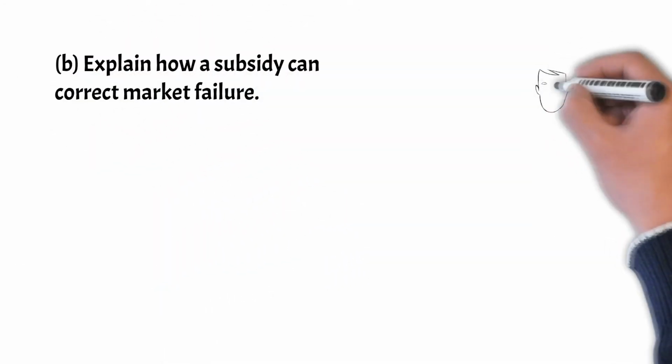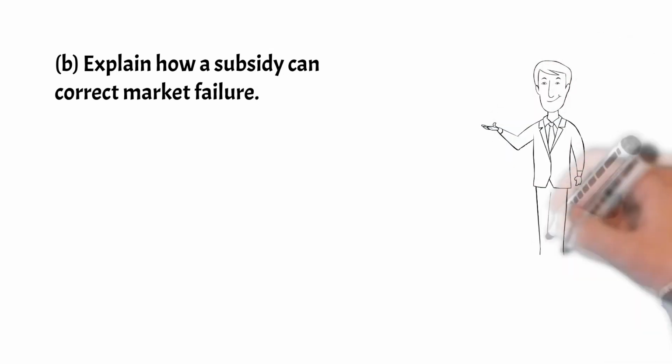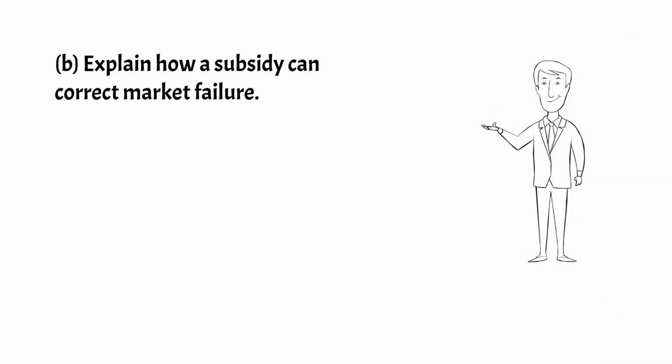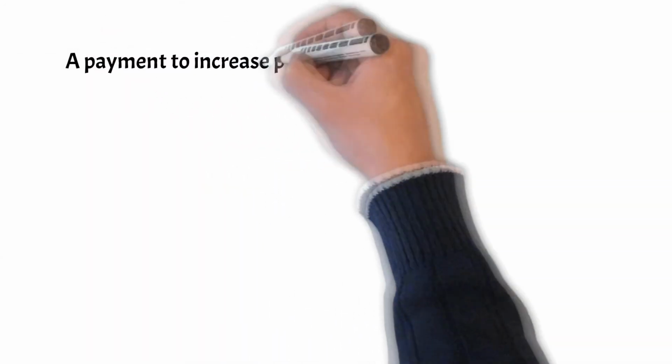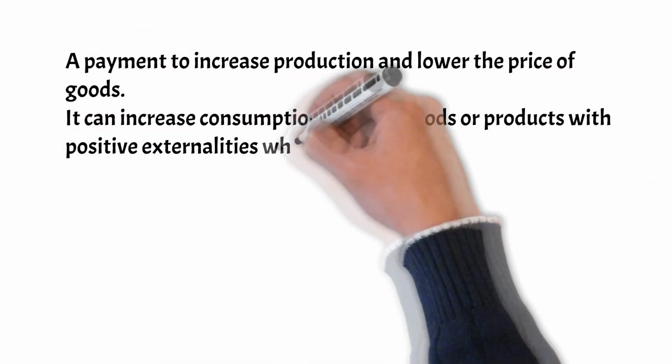Next question, explain how a subsidy can correct market failure. A logical explanation might include the following. Up to 4 marks. Remember, the how, and then the explanation. A payment to increase production and lower the price of goods.